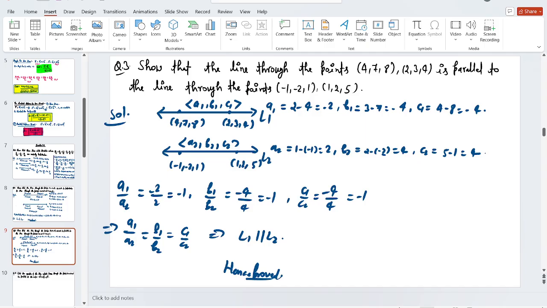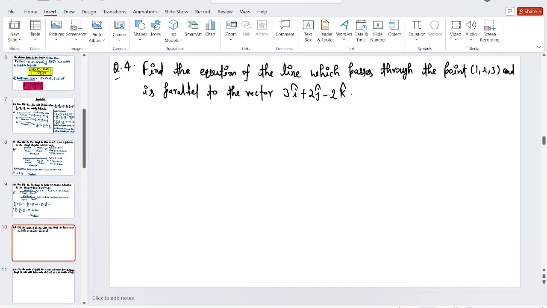So come to the next question. The next question says: find the equation of the line which passes through this point and is parallel to this vector. So we need to find the equations. We always write the vector form here. We also write the Cartesian form here because the question does not specify which equation we have to write.